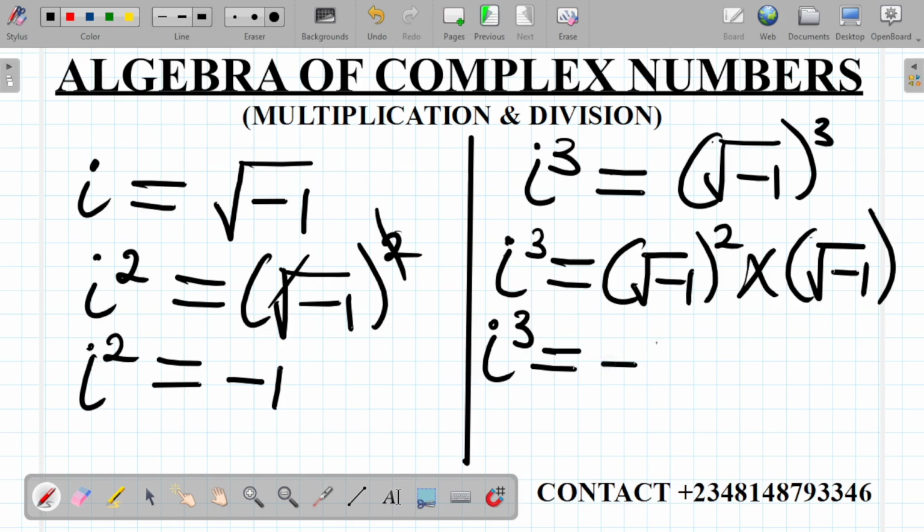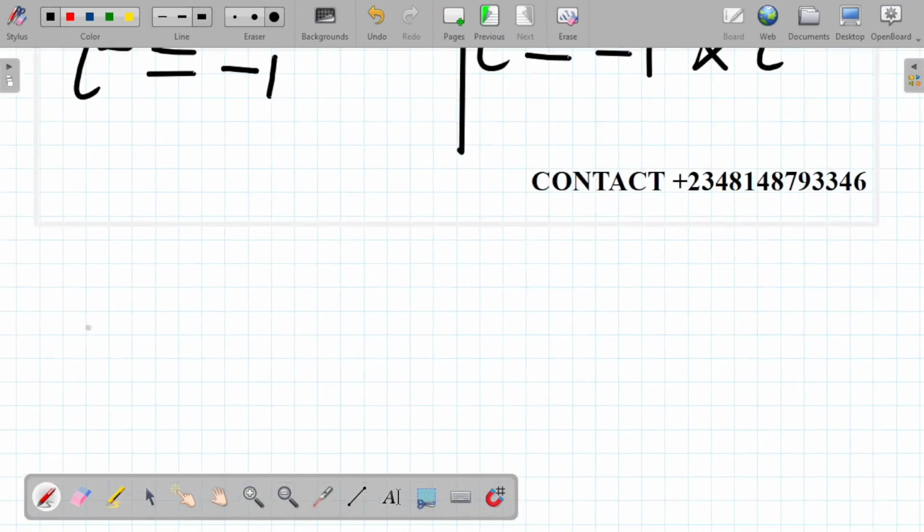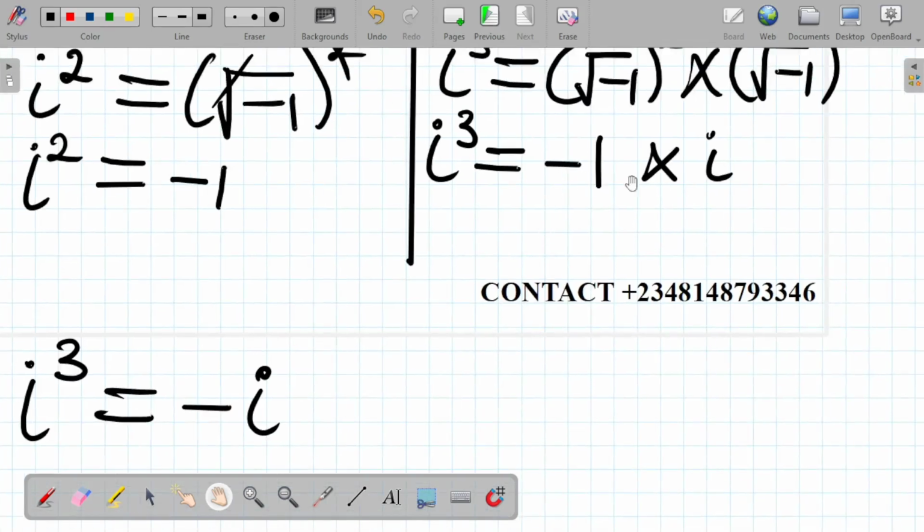So it is minus 1, and then multiply by square root of minus 1, which is i. i is equal to square root of minus 1, so we substitute i here. So it becomes i. Therefore, i raised to power 3 is equal to minus i, because minus 1 multiplied by i is minus i.